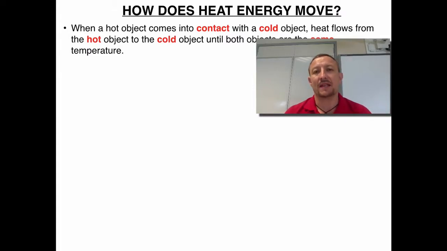The key to understand is that it will always move from an area where you've got a hot object, i.e. a lot of energy, to an area where you've got a cold object, very little energy, until the two are equal. Now those two energies will be the same, and eventually their two temperatures will end up being the same.